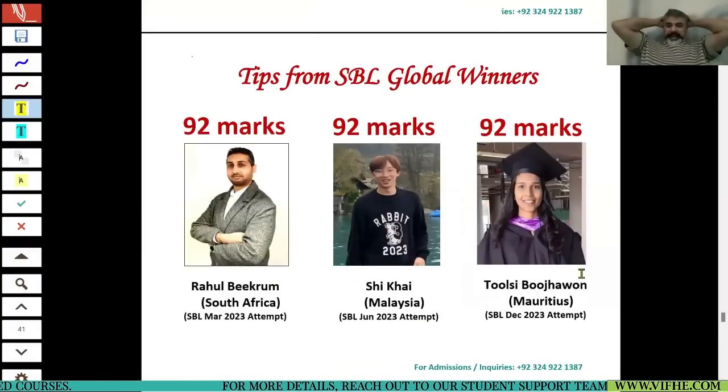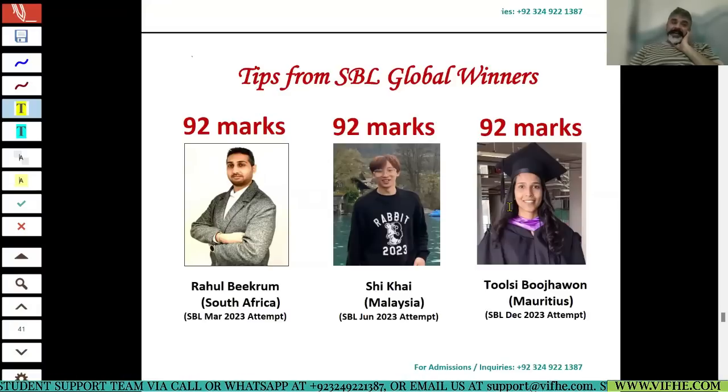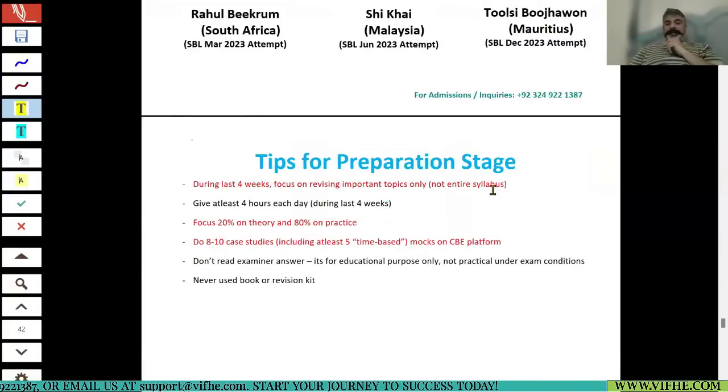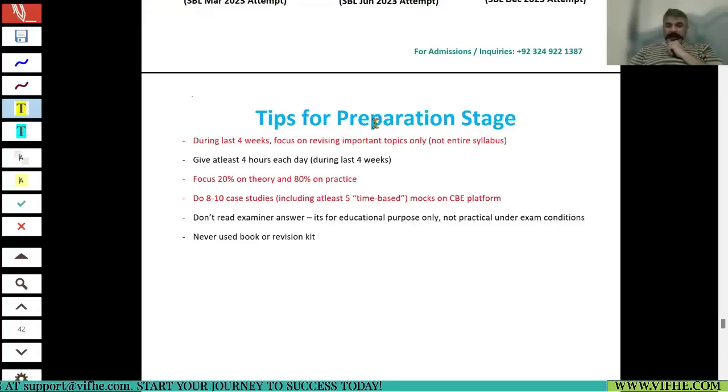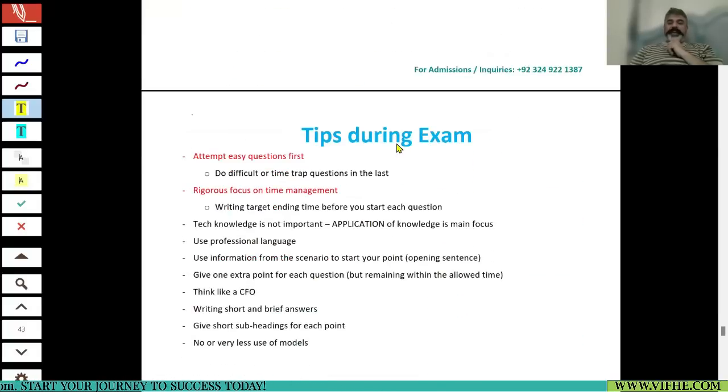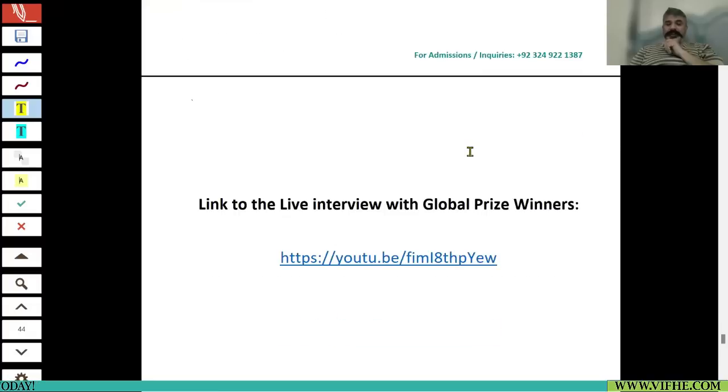Right. So again, there are some more students like Rahul from South Africa, Shikhai from Malaysia, and Tulsi from Mauritius. All of them scored 92. They all used my top 25, the study plan, and the papers which I told them to do. All of them said write short. So these are the tips. You can read them on your own later. These are the tips for the preparation stage, and these are the tips during the exam. This list is from the global prize winners. I have actually interviewed them as well, and if you want to watch the interview of the global prize winners, the link is here. You can listen to them just like you listened to Ananya.